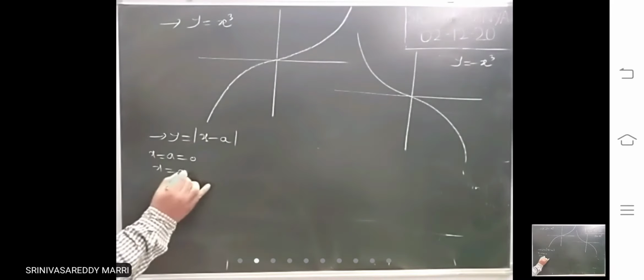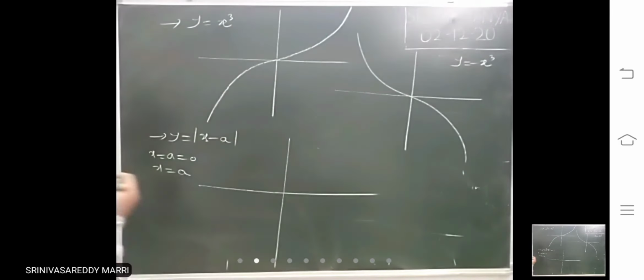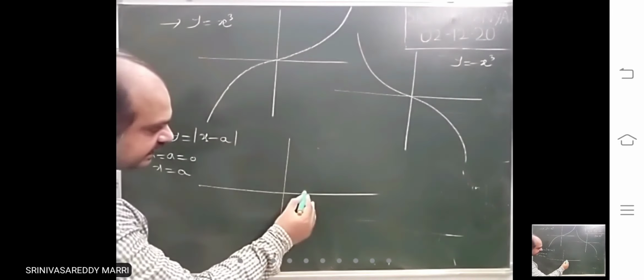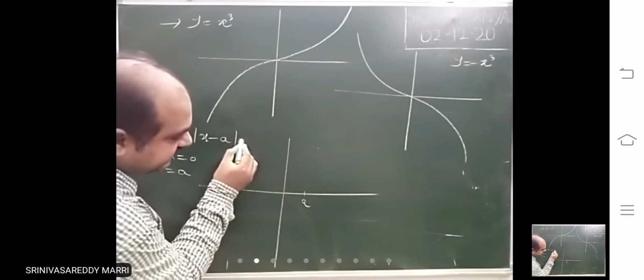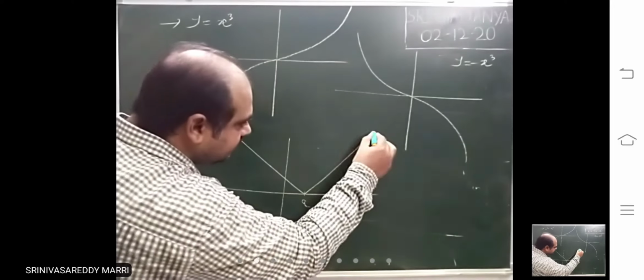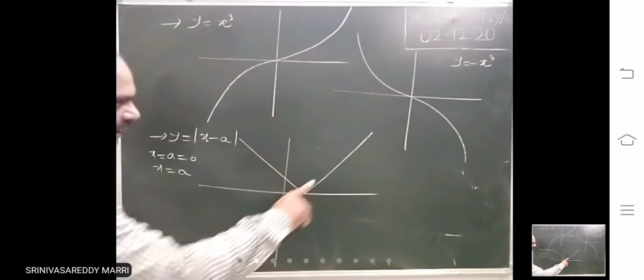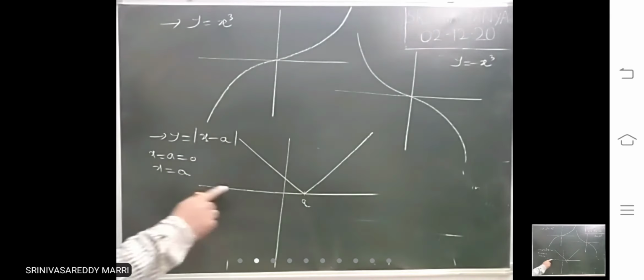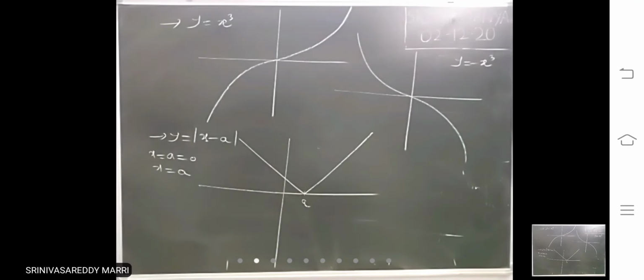What is that point? A. Then we will mark A, whatever you will get, positive or negative, and then draw a V shape. This is the graph. If suppose you got 1, you mark 1 and then draw a V shape. Suppose you got minus 1, you mark minus 1 and then draw a V shape, like this.